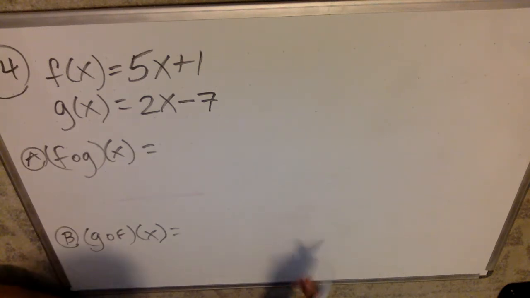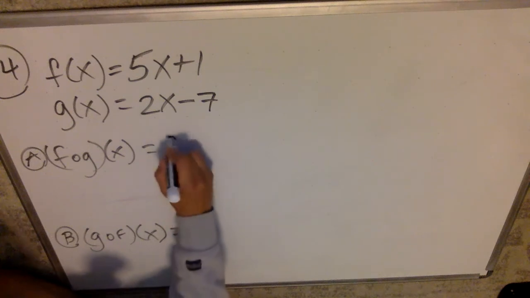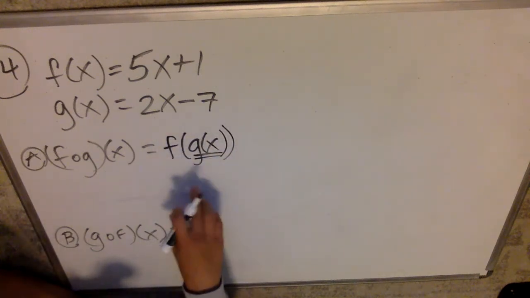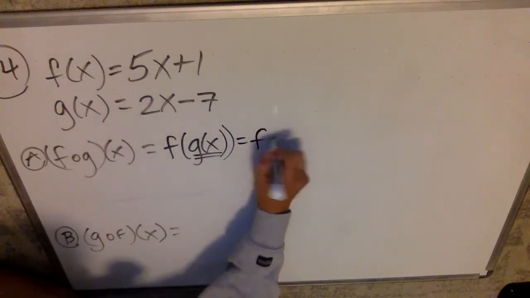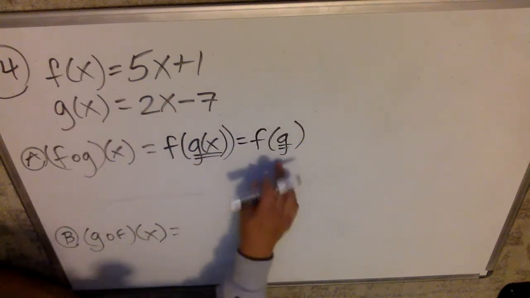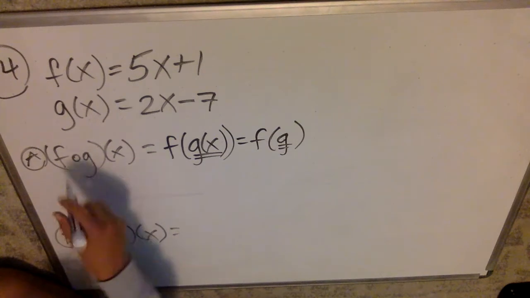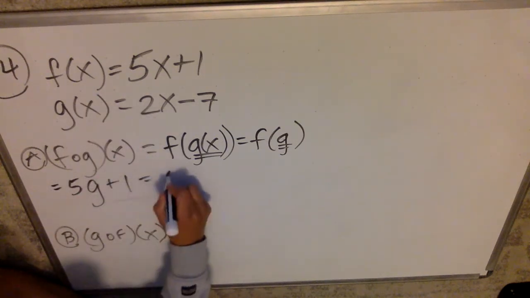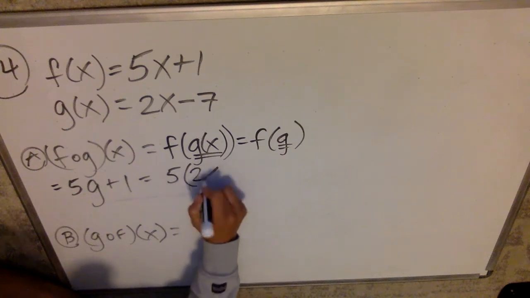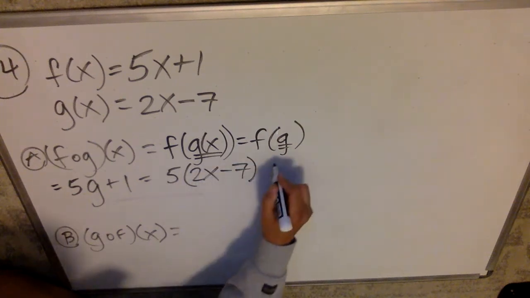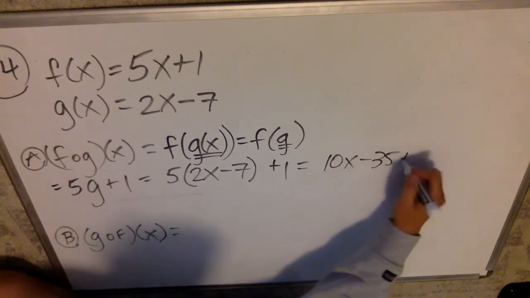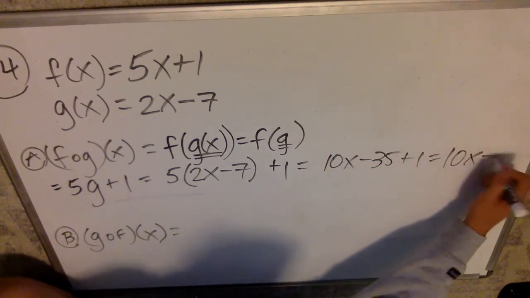All right, so f of g is the same as f outside g of x. Meaning, anywhere I see an x in the f function, and again, if it helps you to write it this way, you can, I'm going to replace x with g. So f of x will become 5g plus 1, which is going to be 5 times (2x minus 7), in parentheses, plus 1. So that seems to be 10x minus 35 plus 1, and I think I get 10x minus 34.